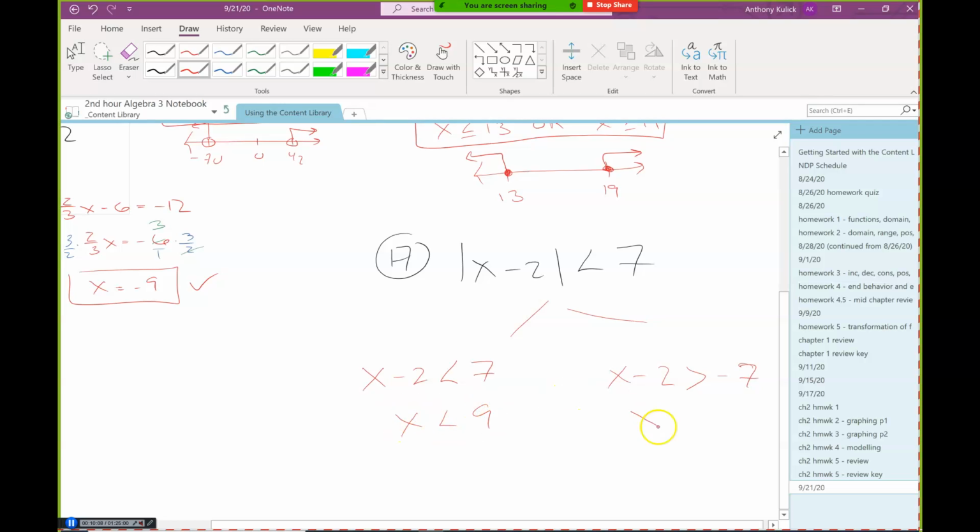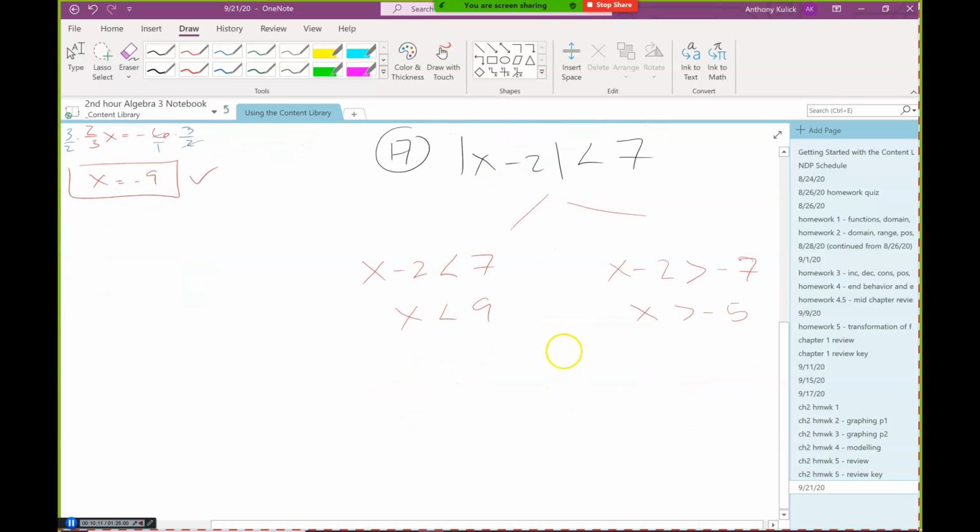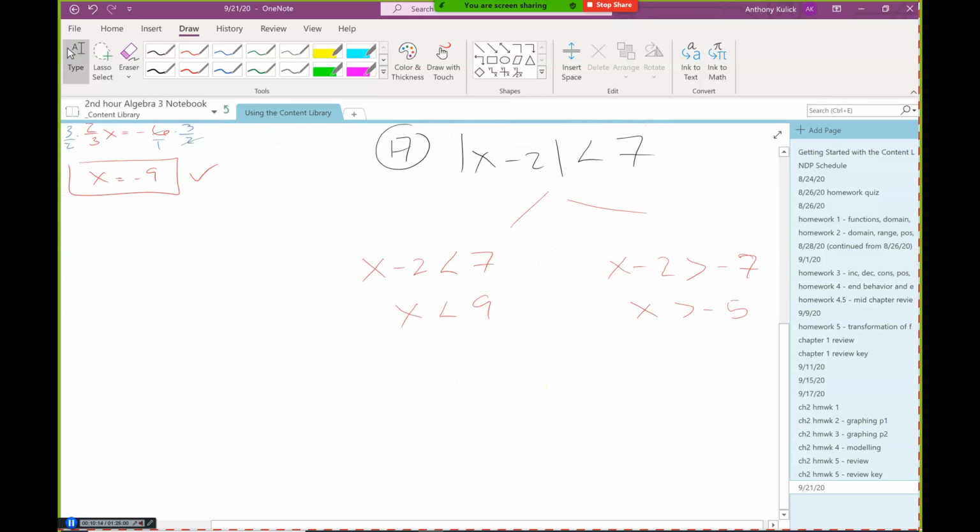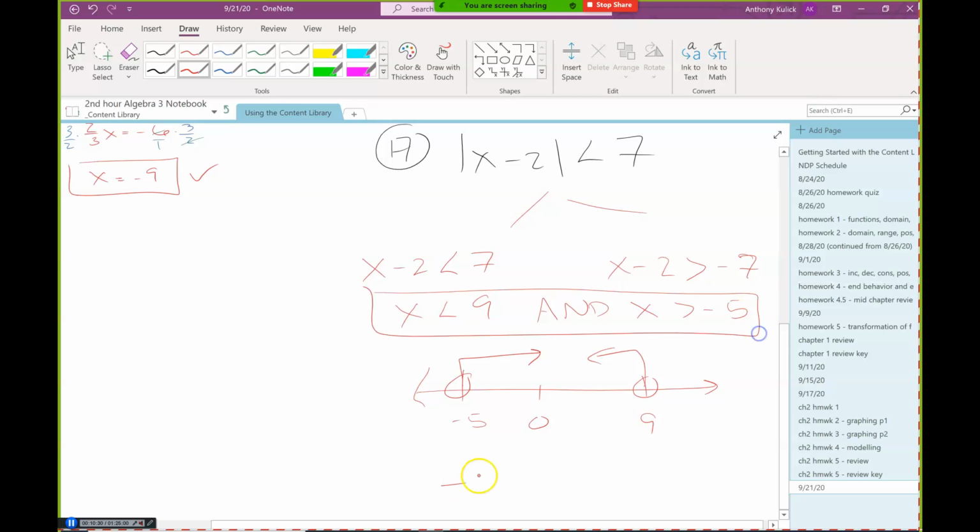And then we just add 2 to both sides. I'm going to finish it up in case there's anyone else who still wants to see the end of it. And then now we graph each one of these. So -5, 9. x is less than 9 is here, and greater than -5 is there. Alternatively, you could have also written your answer like this. Acceptable as well.